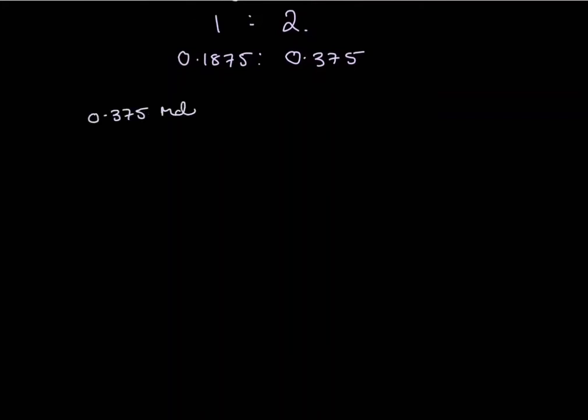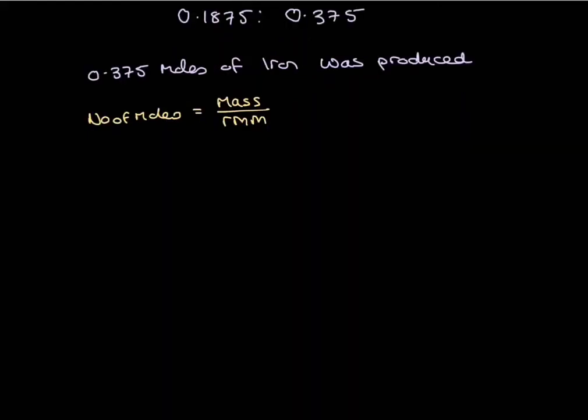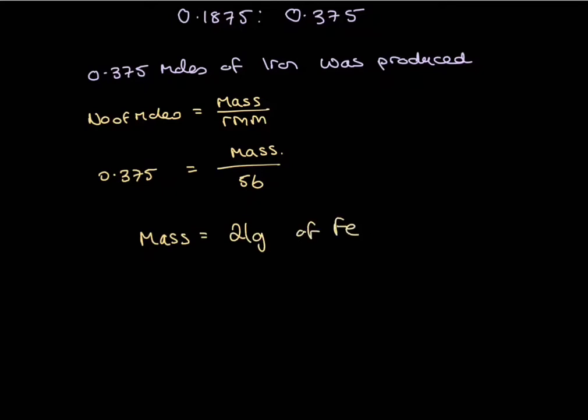So 0.375 moles of iron was produced. And I'm going to use this formula again, and it's relative atomic mass this time. So we're going to put 56 in the bottom for the iron. And we don't know the mass. So if you rearrange that, 56 times 0.375, you're going to get a mass of 21 grams of iron produced. And that's that question answered.